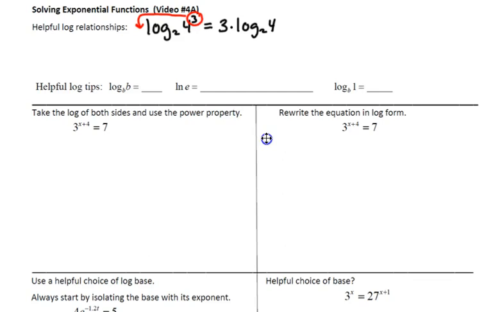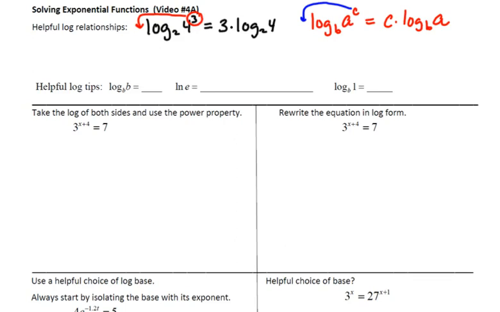In other words, I can take the exponent and move it in front of the log. This is going to come in handy. So let's summarize it. If I have log base b of a to the c power, that is the same as c times log base b of a. This is known as the power property. The exponent can come out front. This is going to be helpful in our first example.